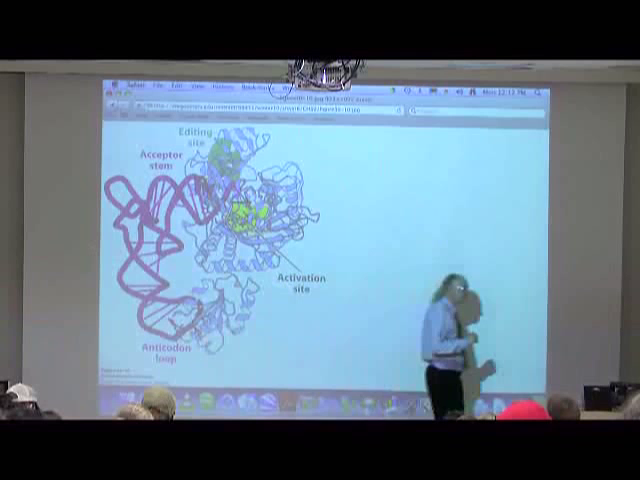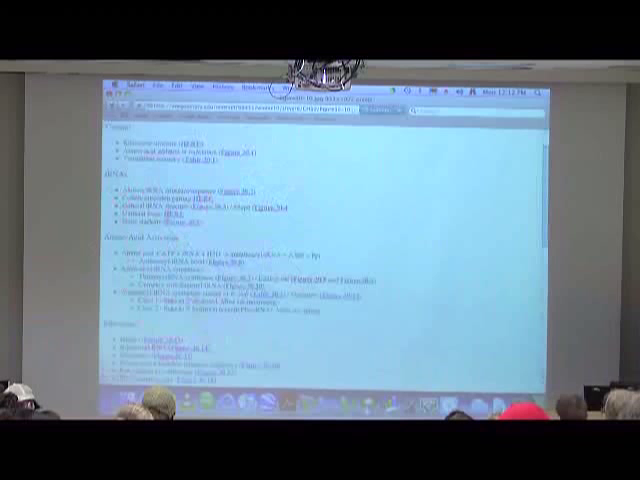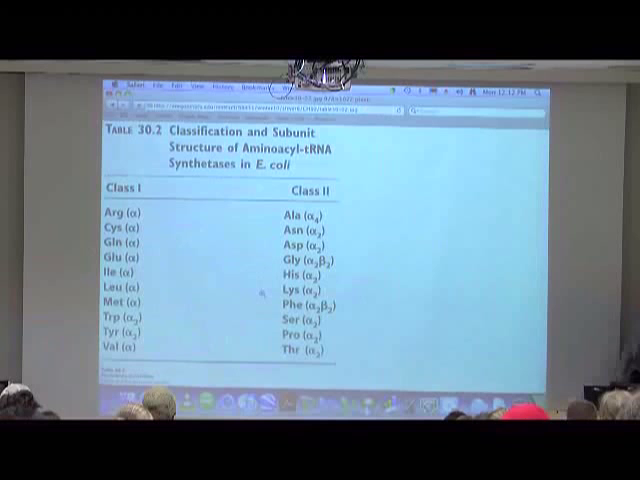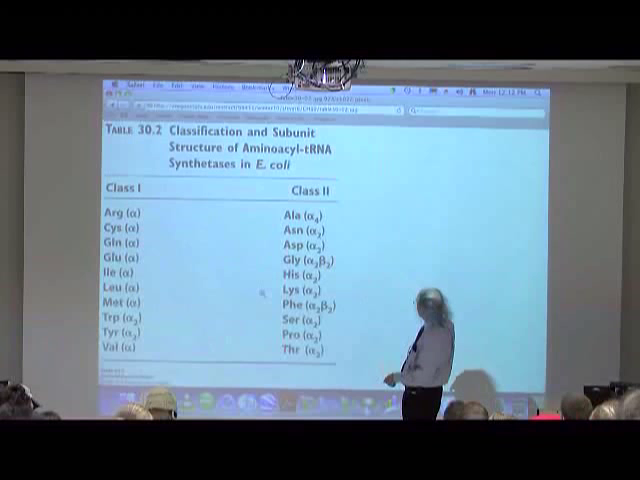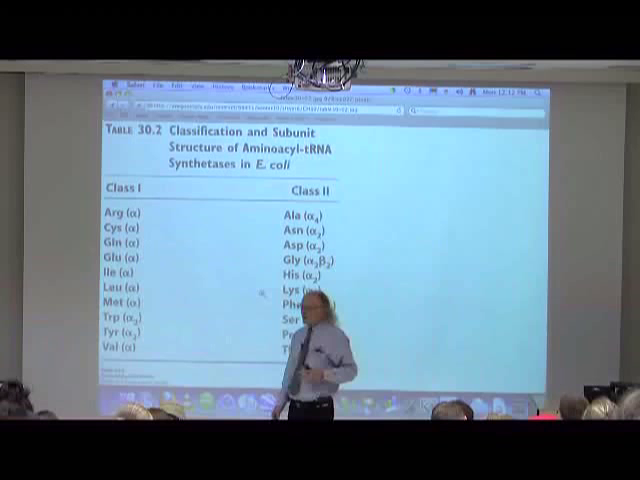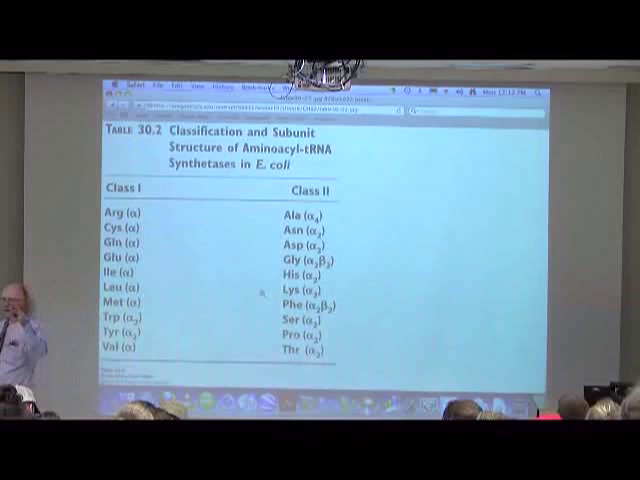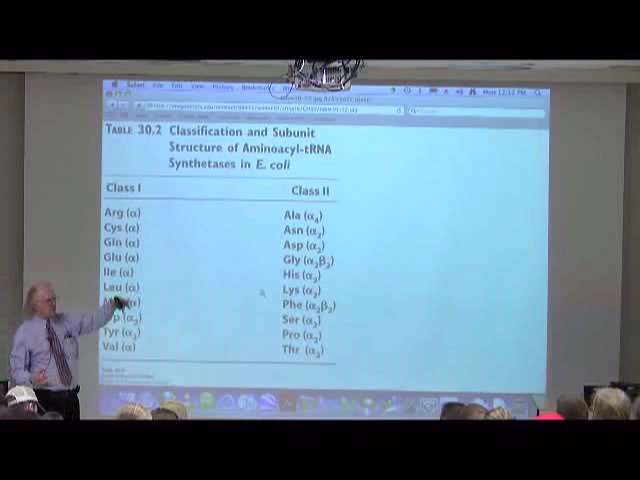Okay, so if everything has occurred properly, we then see the right amino acid has been put onto the tRNA. There are two classes of aminoacyl tRNA synthetases in E. coli, and you see it's about 10 and 10, class 1 and class 2. They're classified by different classes for two reasons. One is they actually sit on the amino acid on different sides. One goes on what you can think of as the front side. The other class goes on what you can think of as the back side. And no, you don't need to memorize the table.